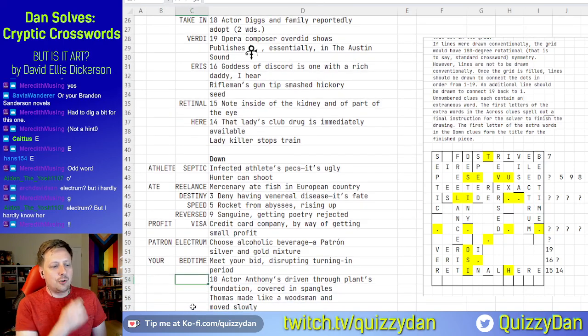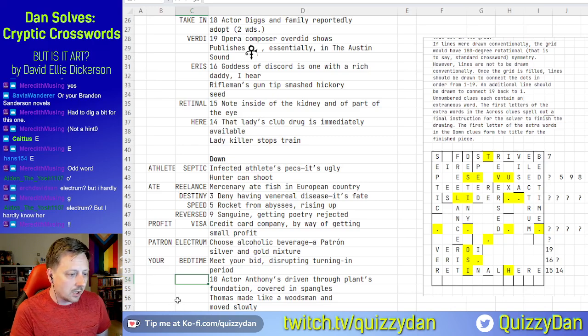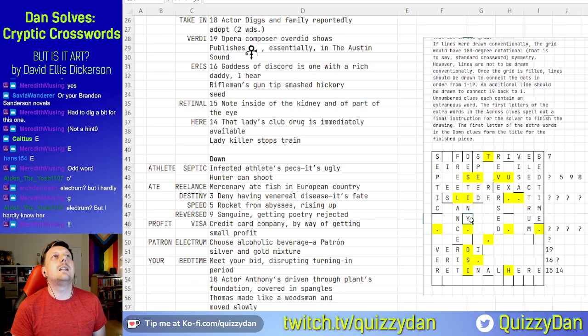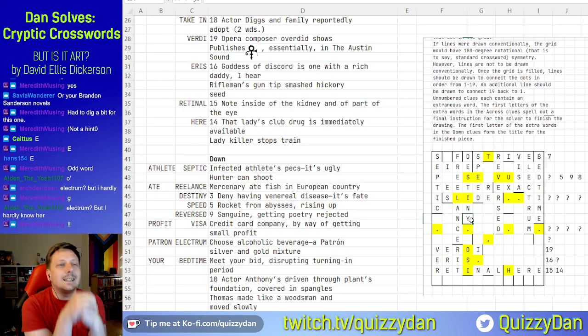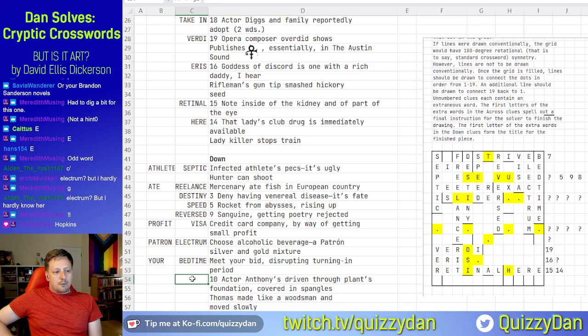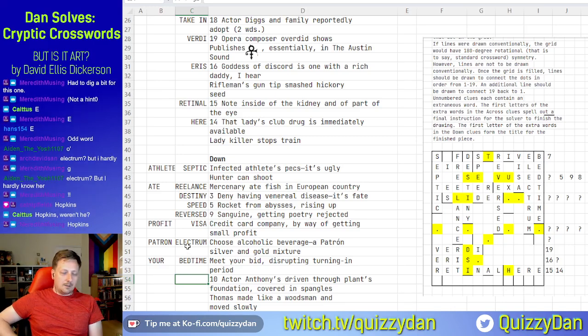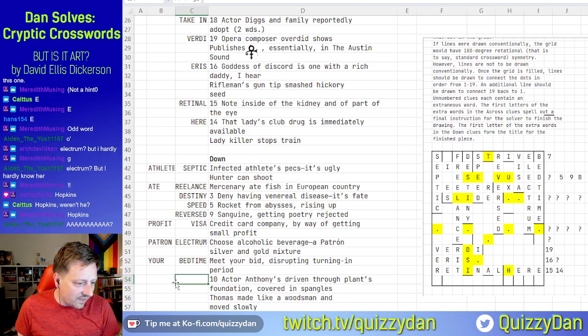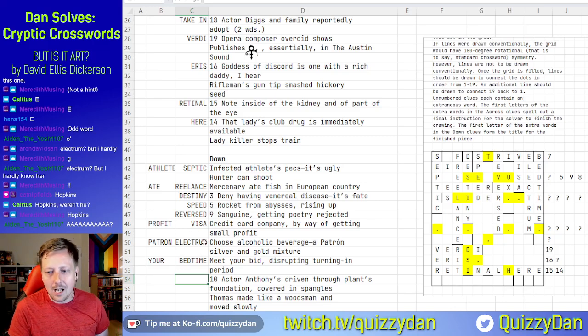Next. Actor Anthony's driven through Plants Foundation, covered in spangles. I feel like it's going to be here. So, what's the name of the person who was Hannibal Lecter? Anthony... Hopkins. Thank you. So, Plants Foundation. What is Plants Foundation going to be? Is that going to be like the first letter, the last letter, the first and last letter? So we could put Hopkins in PT. We get Fopkinst.